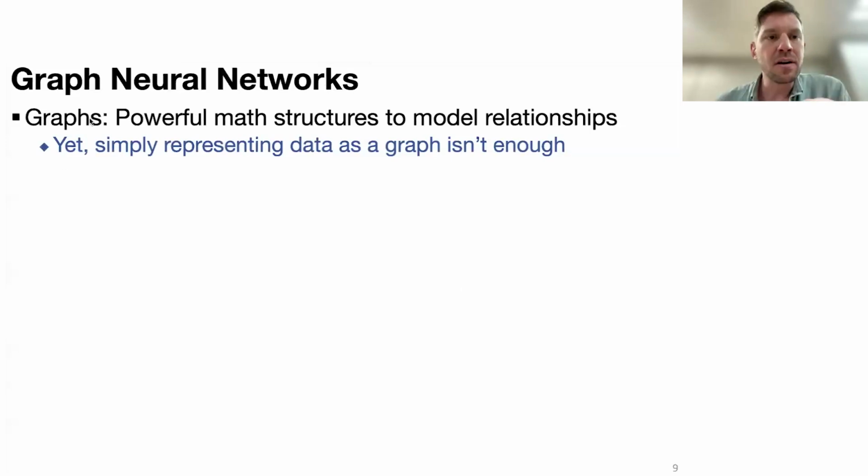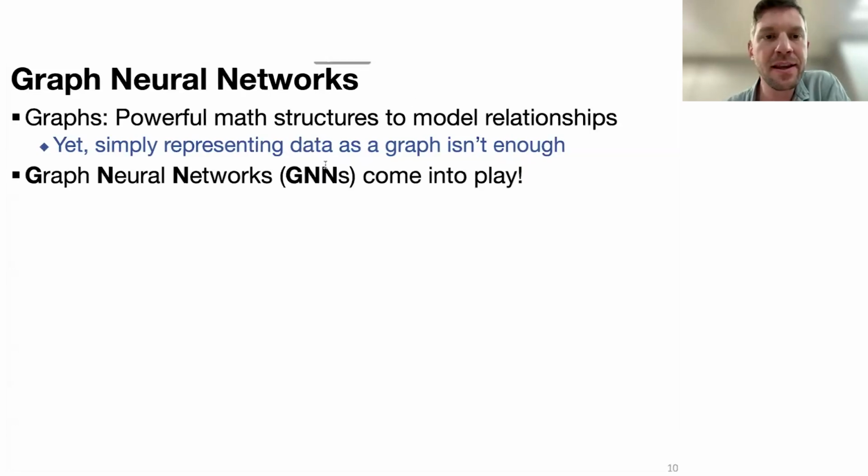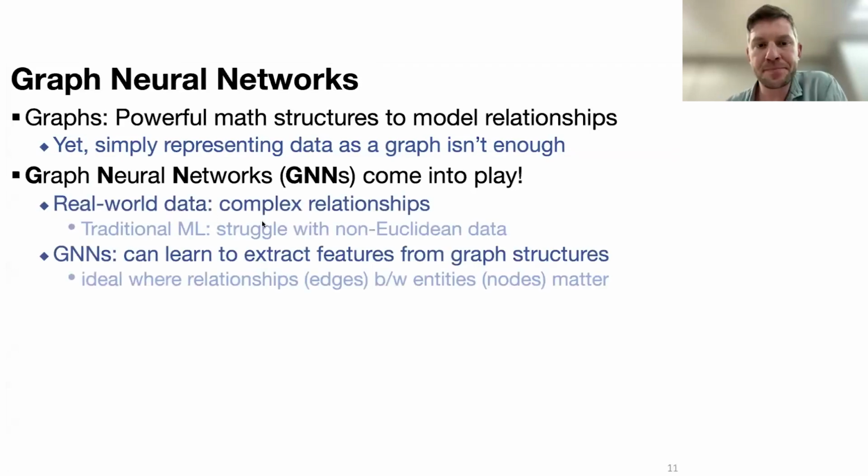So now, graphs are powerful math structures to model relationships, but it is not enough just to represent the data as a graph. And here is where graph neural networks come into play. Real-world data have very complex relationships, and traditional machine learning techniques struggle to properly process and identify patterns in non-Euclidean data. Graph neural networks can extract features and relationships from graph structures.